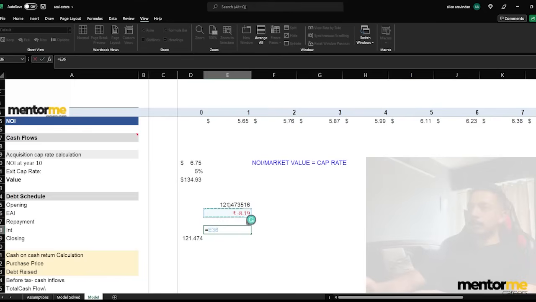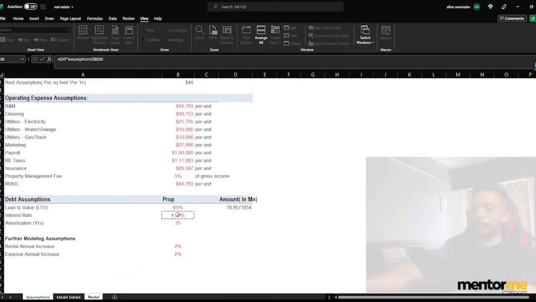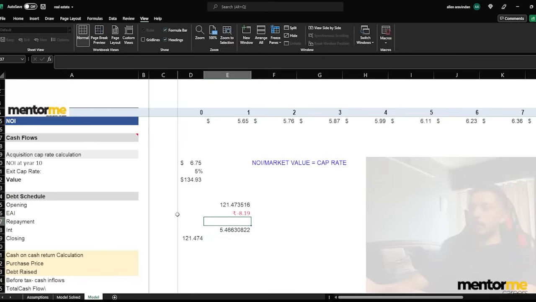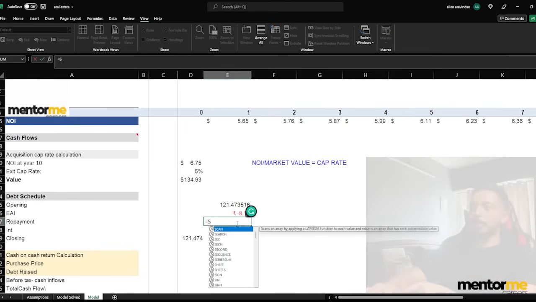Now interest is nothing but opening debt multiplied by the interest rate, which is about 4.5%, right? So that means if you find the difference between the repayment, the EAI, which is 8.19, and the interest, which is 5.46 out of it, then the remaining is nothing but the principal repayment, right?